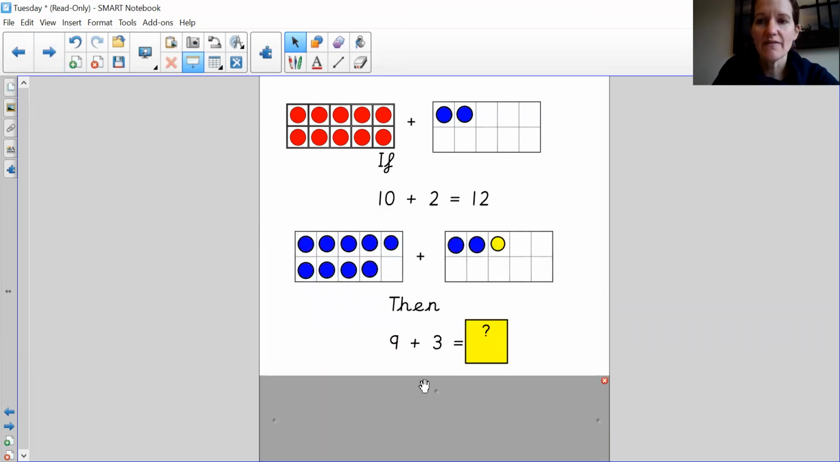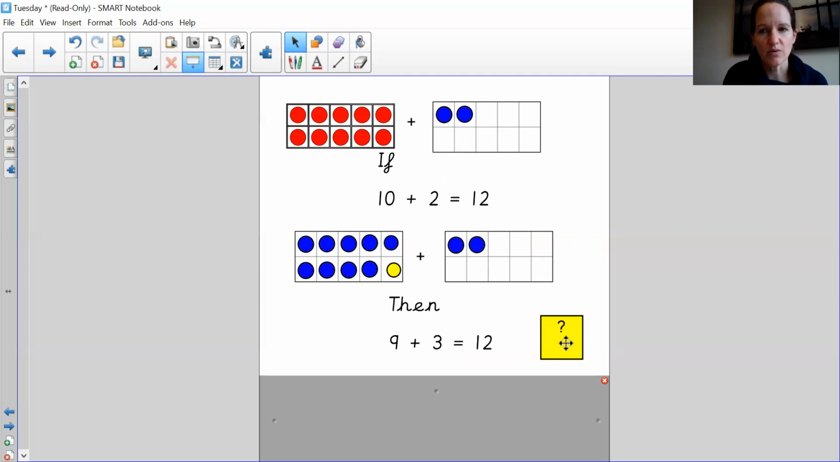So now I have 9 plus 3. What I'm going to do is put my numbers out, 9 and 3. I'm going to take one of my counters from the 3 and bring it over here, so I'm adding it to the 9. So now I have 10. And how many do I have over here? 2. So I've taken 1 away from my 3 and I've added it to the 9. So now I have 10 and 2, and that's the same as up here. So if 10 plus 2 equals 12, then 9 plus 3 also equals 12.